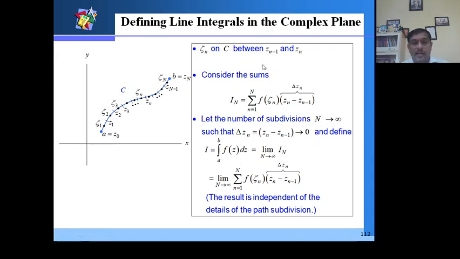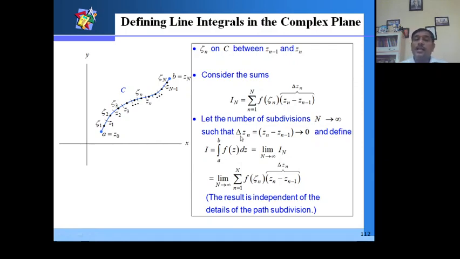Here we can form the sum, summation with n running from 1 to N, of f of xi n times delta z n. Delta z n is the small change from z n minus 1 to z n. For particular values, we get z1 minus z0, z2 minus z1, and so on.